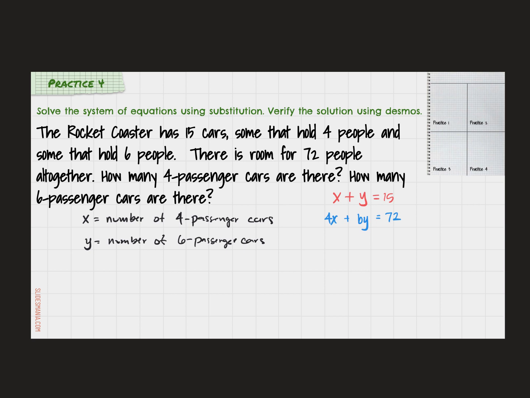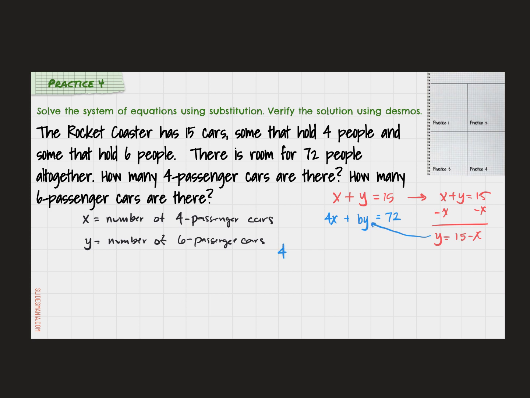So now I can go ahead and rewrite my equations. I'm going to rewrite the first equation. In this case, this was a lot easier to work with because I can solve for X or I can solve for Y. I'm just going to solve for Y. So I'm going to take away X on both sides, and I have Y equals 15 minus X. So that is what Y equals. And I'm going to substitute this value in here for Y.